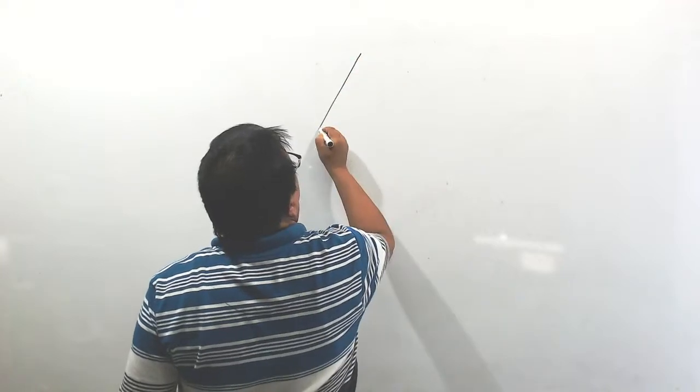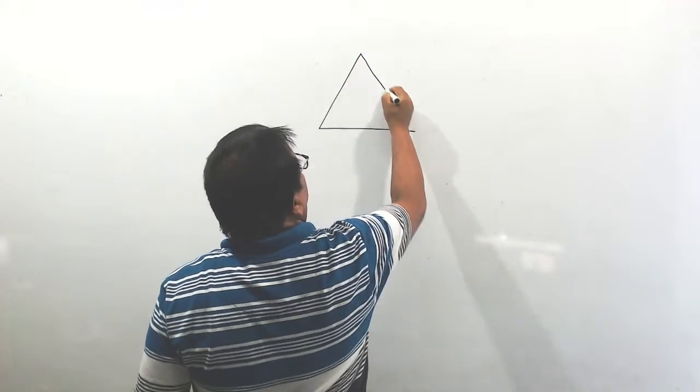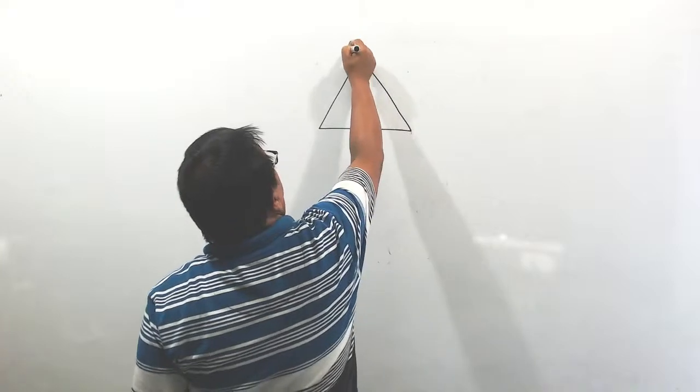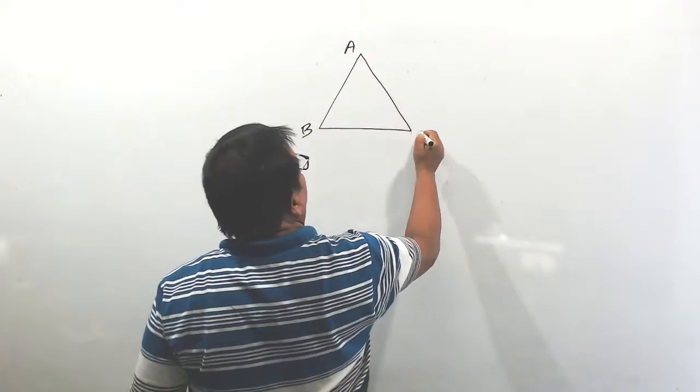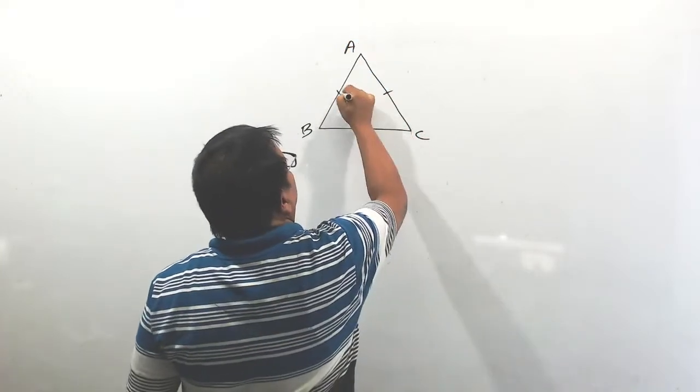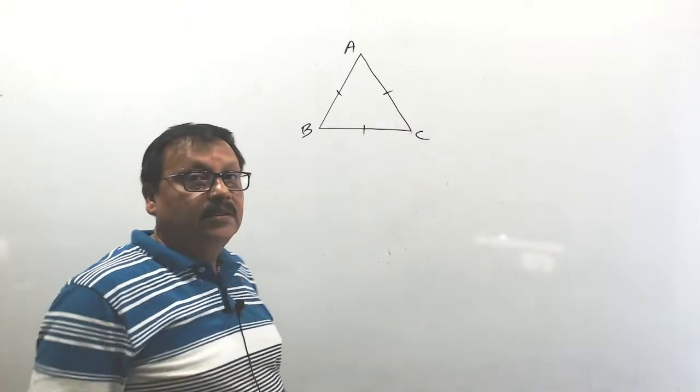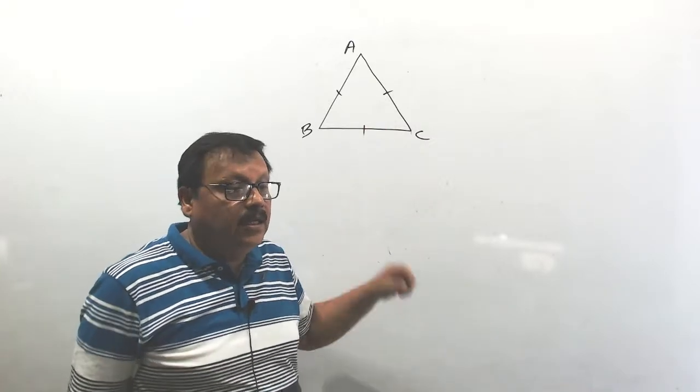If 3 sides are equal in length, that is ABC, 3 sides are equal in length. It's called equilateral triangle.